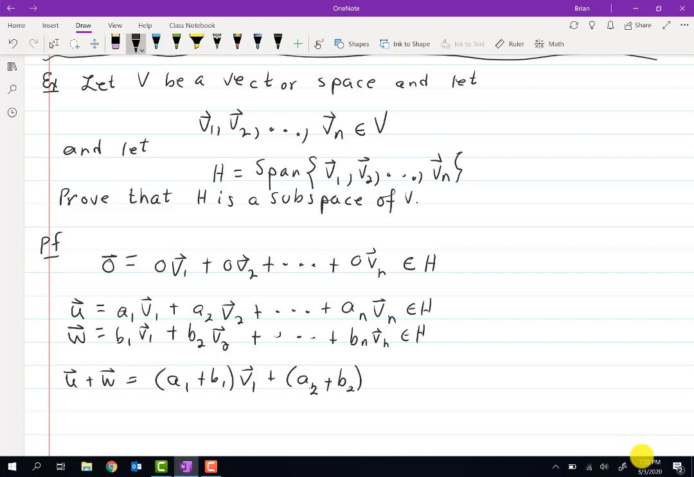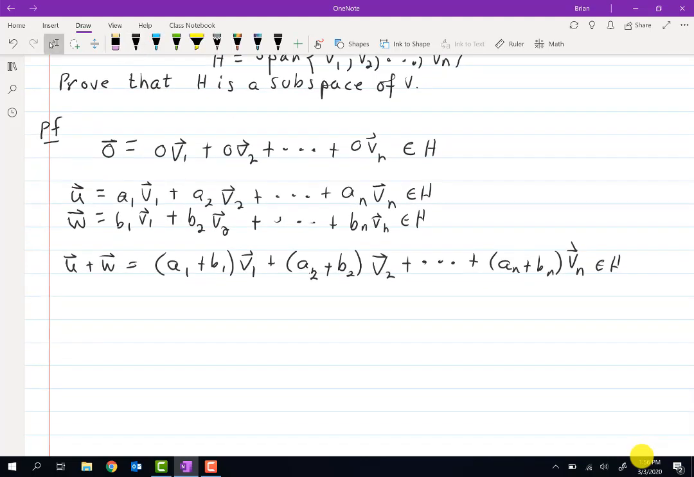If you think of V1 as being the first entry, V2 as being the second entry, Vn as being the third entry, then the A1, A2, and so on are exactly like the coefficients in a polynomial. Same thing with these here. But when I add them together, that most definitely is in H, because all of these coefficients are still real numbers. And it is a linear combination of the vectors in H.